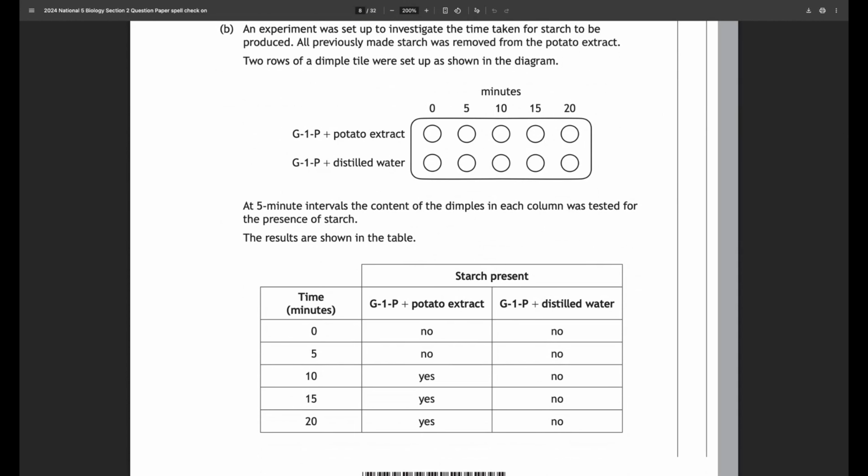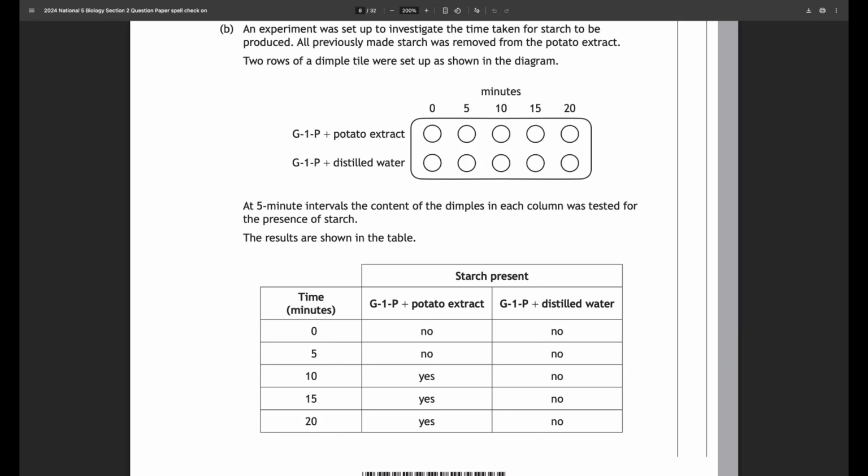Part B, an experiment was set up to investigate the time taken for starch to be produced. All previously made starch was removed from the potato extract. 2 rows of a dimple tile were set up as shown in the diagram. At 5-minute intervals, the content of the dimples at each column was tested for the presence of starch. The results are shown in the table. So we can see there's 2 rows. The first row has G1P, that's our substrate, and potato extract, which, if we read back to the top, is where we get our enzyme. So substrate plus enzyme equals an enzyme-controlled reaction.